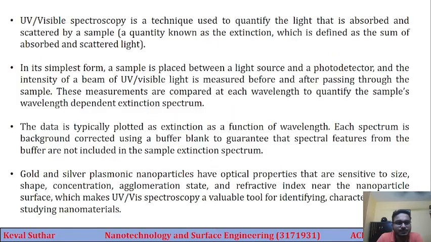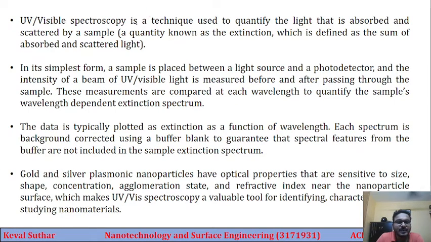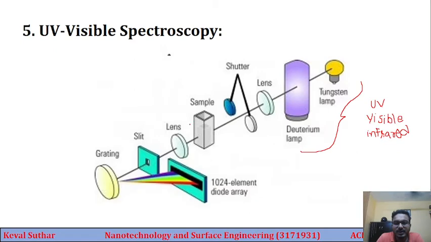So this spectroscopy is a technique used to quantify the light that is absorbed and scattered by a sample. Here we have two things: some portion of light will be absorbed and some portion will be scattered.